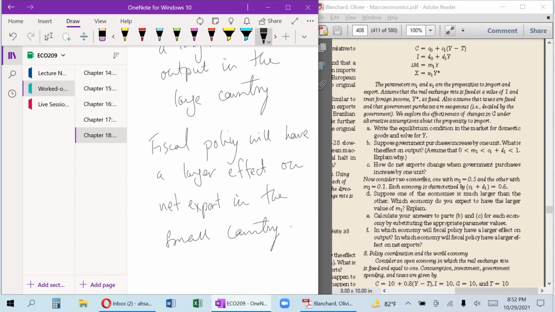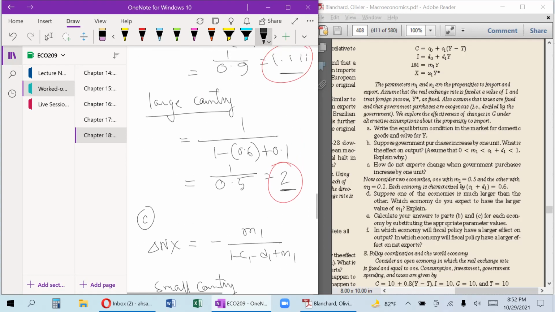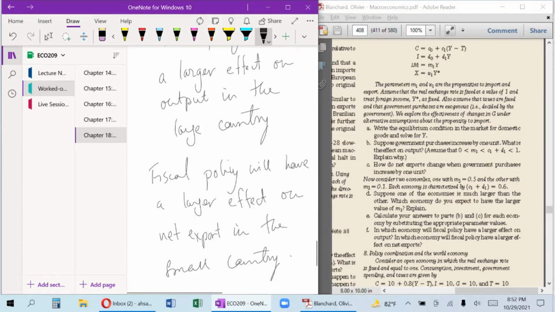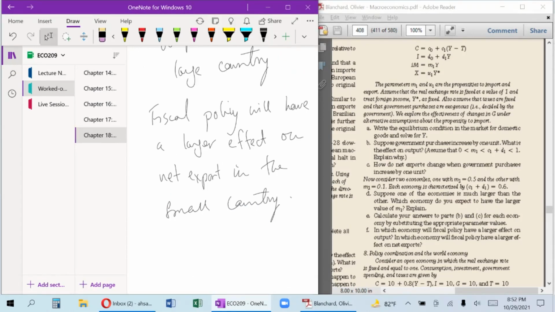Once again, we just have to take a look at these numbers and we know where the larger effect will be, so giving the answer is easy. It's fairly straightforward, but you should spend some time thinking about exactly why this will happen. Why will fiscal policy have a stronger effect on the output of the large country, and on the net export of the small country? Try to figure out the rationale behind it. That's really what you want to do as eco majors, and as you go on later, try to tackle 300 and 400 level courses.